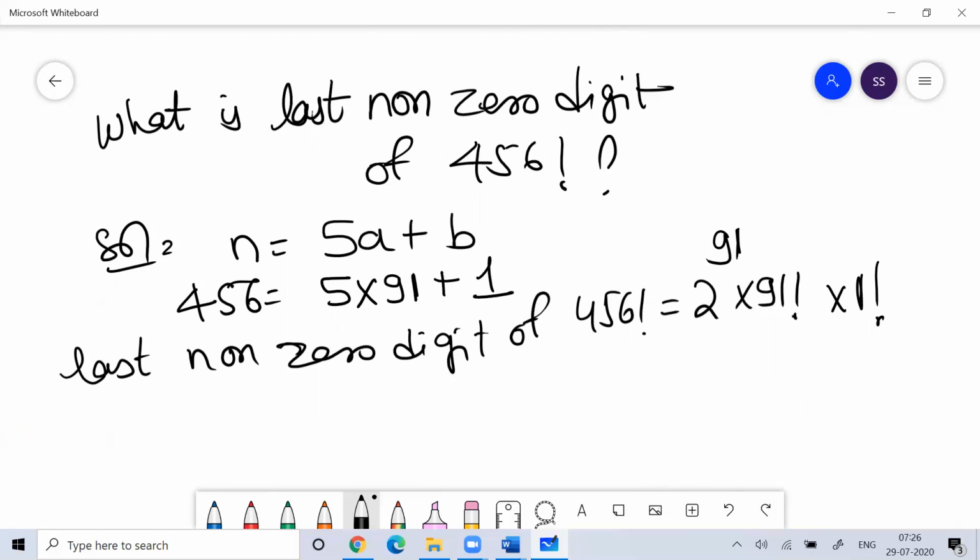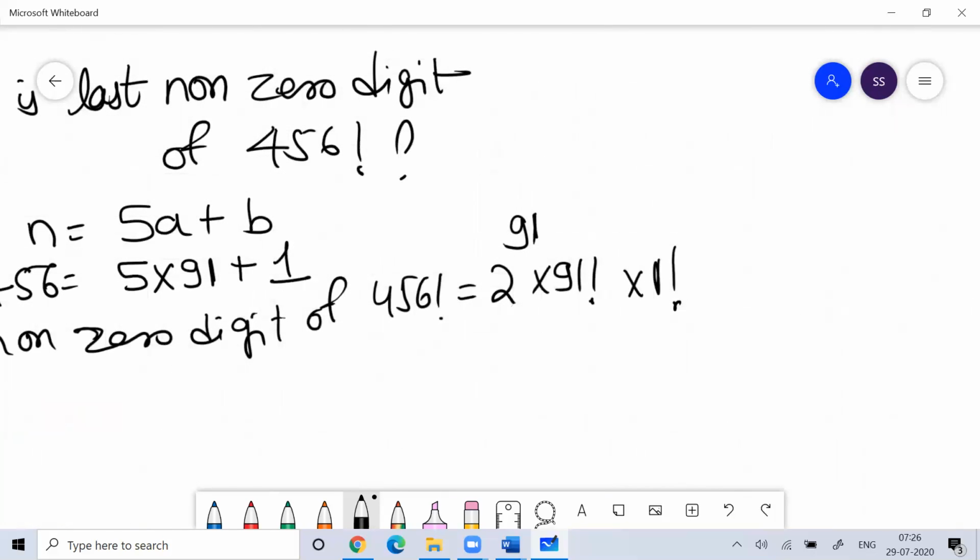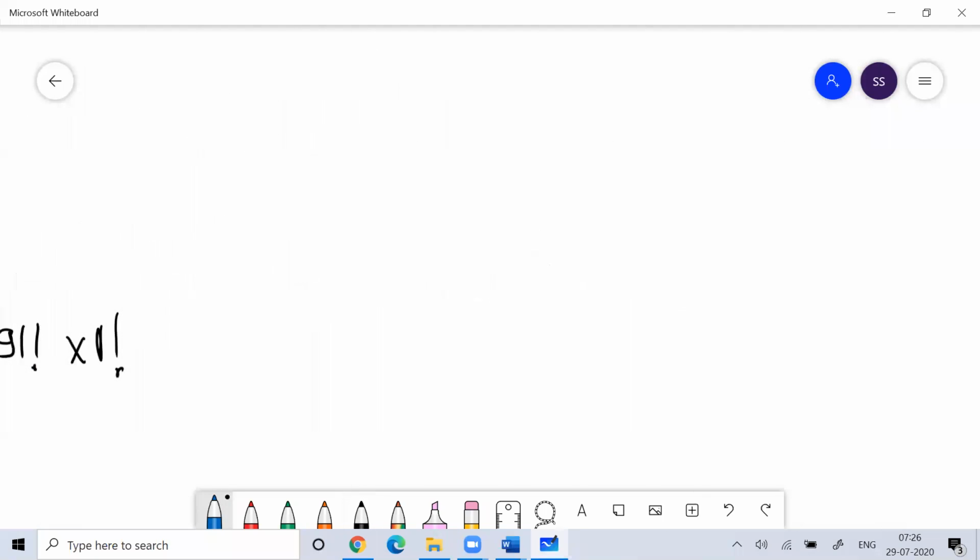Now the question comes: what is the value of 2 to the power 91? We are not bothered about the value of 2 to the power 91. We are bothered about the unit digit. Are you with me? We are interested to know the unit digit of 2 to the power 91. For that we can remember one thing: there's something called cyclicity.